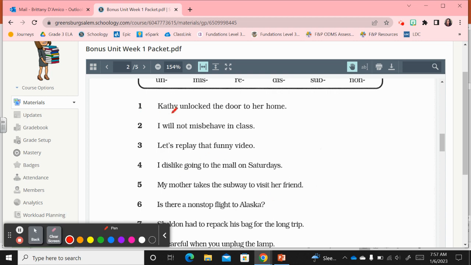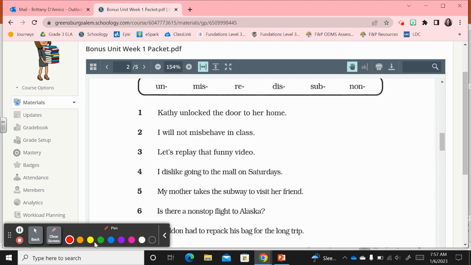Number 1, Kathy unlocked the door to her home. I spy 1. Correct. It's unlocked. So we're going to just circle the whole word, and you know that un is the prefix. Number 2, I will not misbehave in class. Did you spy the one word with the prefix? Yep, misbehave has a prefix, M-I-S.